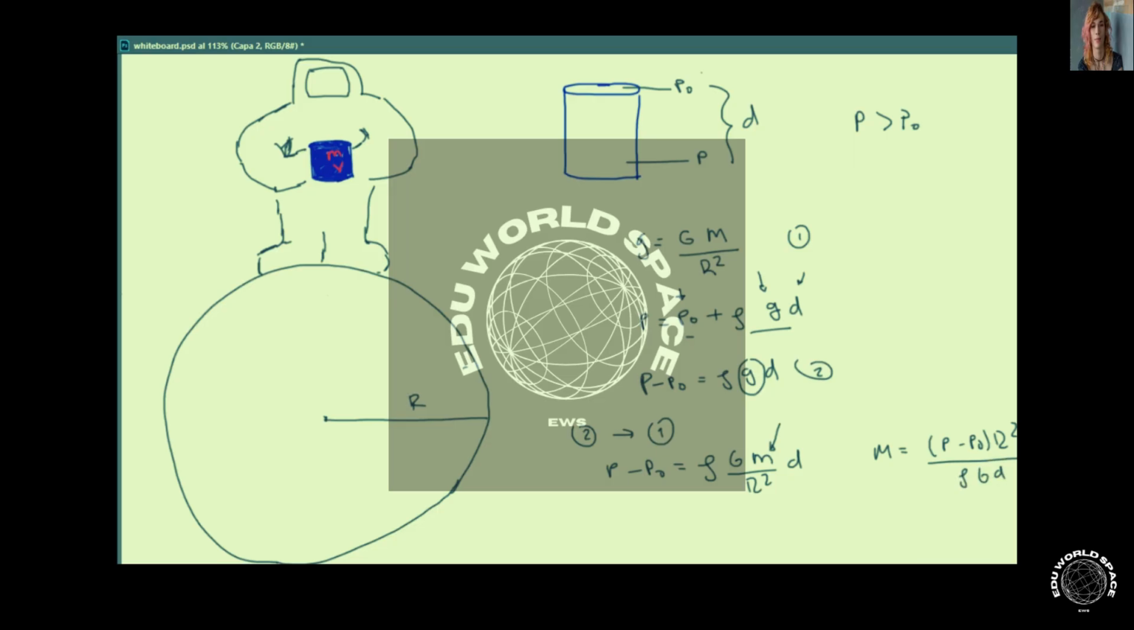We do not know the density, but we know that density equals mass divided by volume. When I substitute this, I find that the mass of the planet is (P minus P0) times V times r squared, divided by the mass, the constant G, and the distance D.